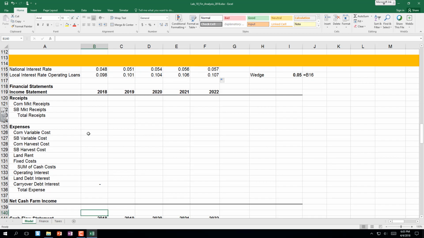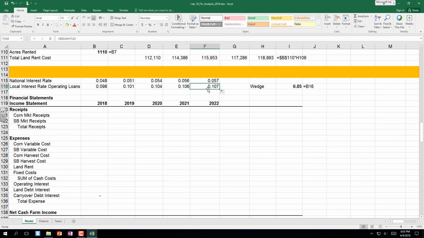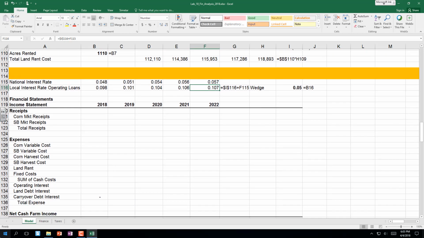Okay, I just, and hit F2 on it. F2, there. I just added those two together, the wedge and the national interest rate. Anything else before we go further?